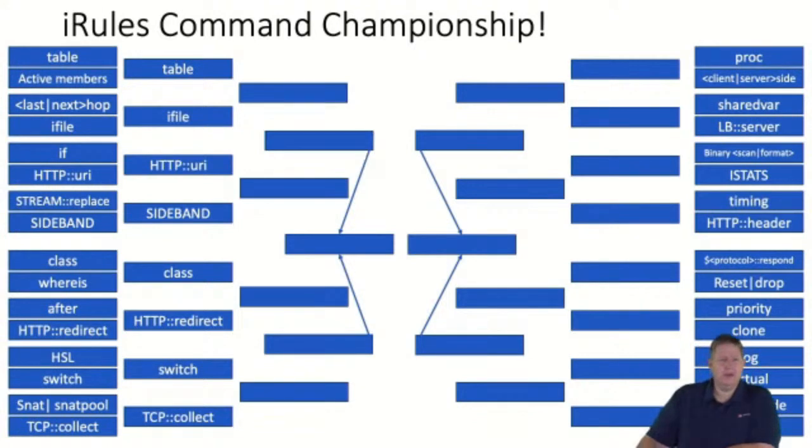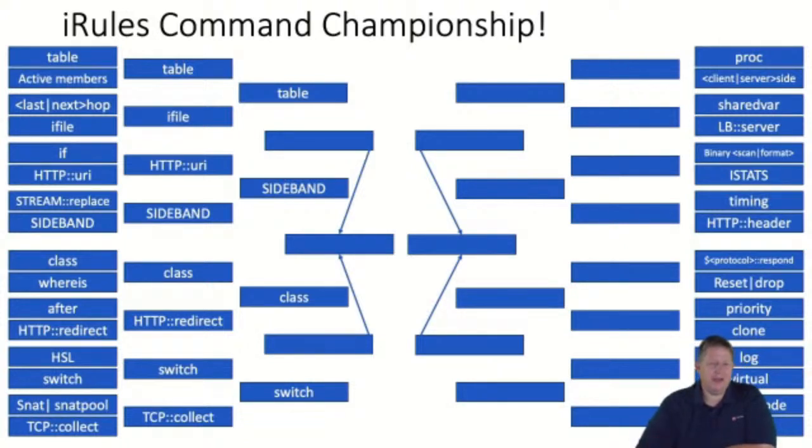Round two here, we're going to go between table and iFile, and for me, both are powerful, but table is the way to go. Between HTTP URI and sideband, I'm going to take sideband over that because with TCP collect, I can get that information if I really needed to get that HTTP URI. And then between class and HTTP redirect, I'm going to take class. Between switch and TCP collect, yes, I need switch.